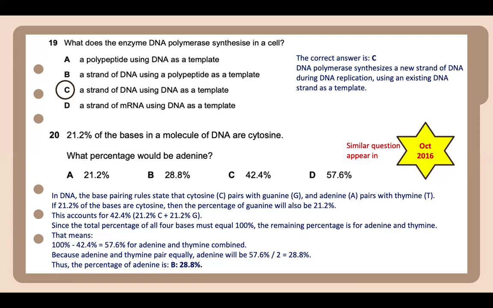Since the total percentage of all bases must equal 100, the remaining percentage for adenine and thymine has to be subtracted from 100%. That 42.4% is not the actual answer yet, but you take 100% minus 42.4%, and you get 47.6% for adenine and thymine combined. Because adenine and thymine pair equally, to get the value of adenine you have to divide by 2. Then you get the value of 23.8%.